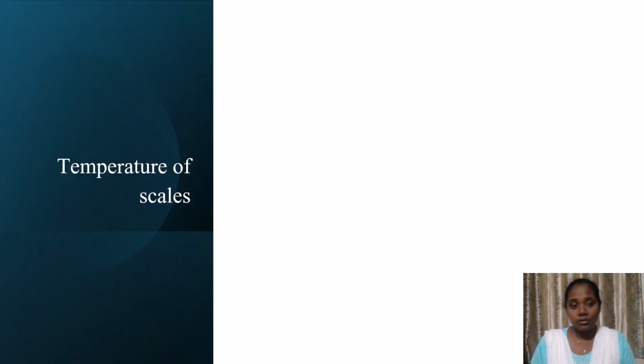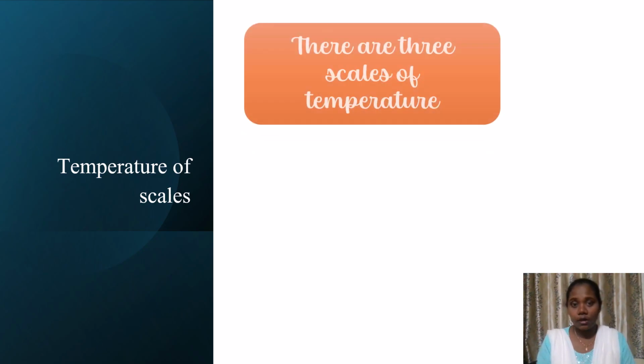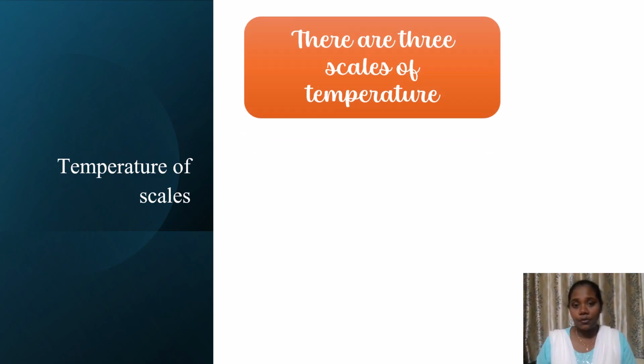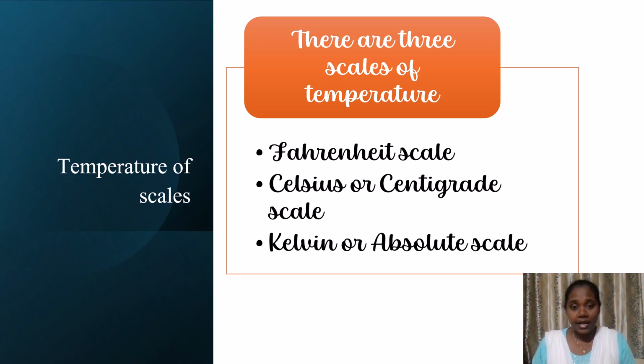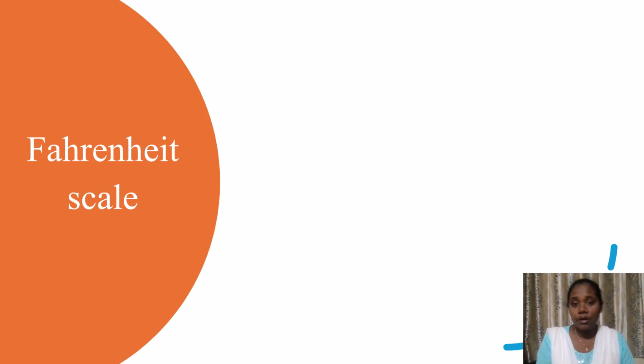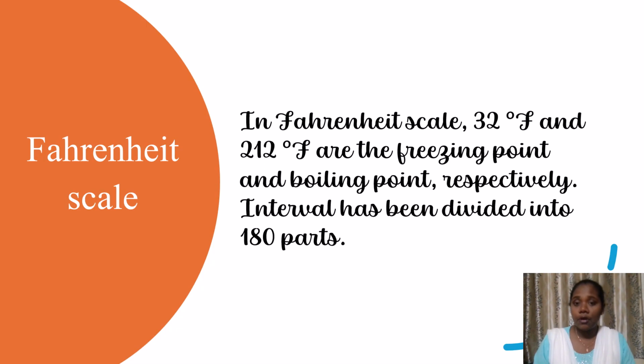Now let's see about temperature scales. There are three scales of temperature: the Fahrenheit scale, the Celsius or centigrade scale, and the Kelvin or absolute scale. Fahrenheit scale: 32 degrees Fahrenheit and 212 degrees Fahrenheit are the freezing point and the boiling point respectively, and the interval has been divided into 180 parts.